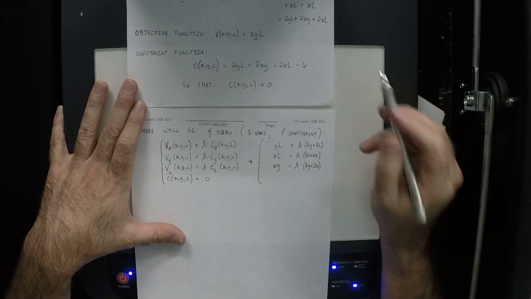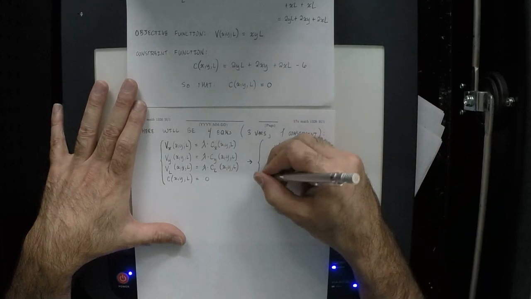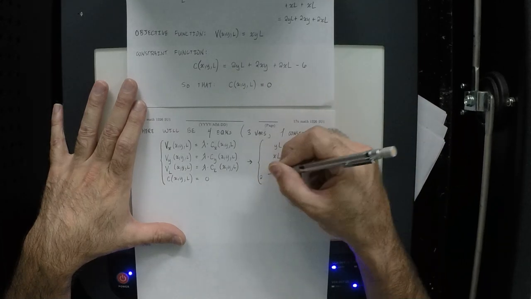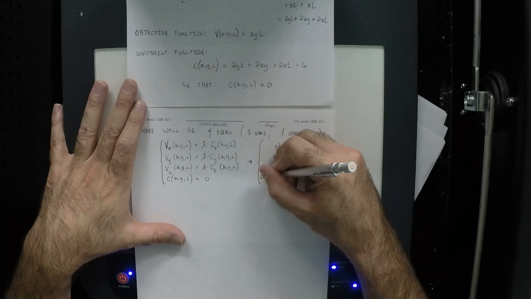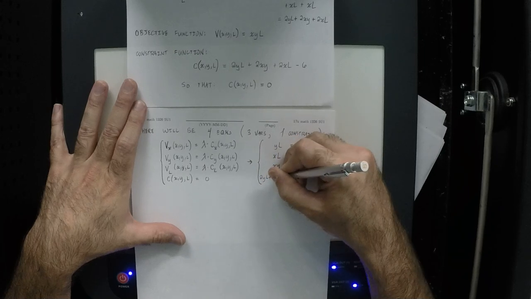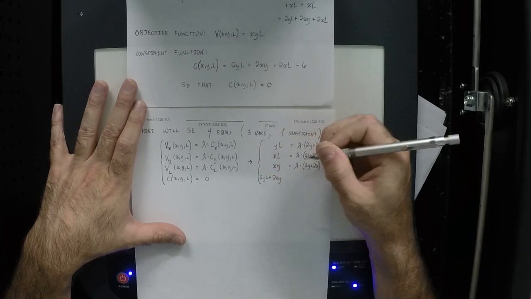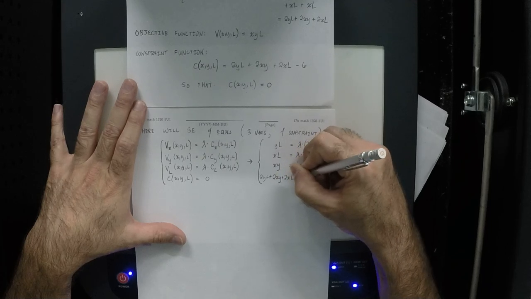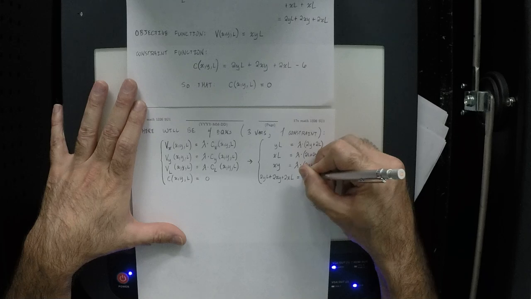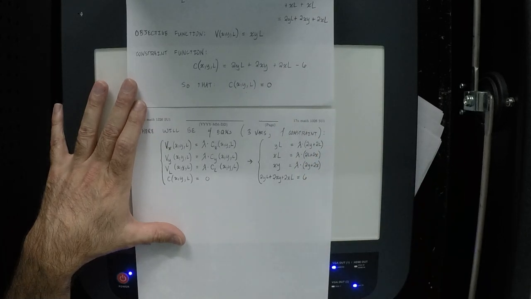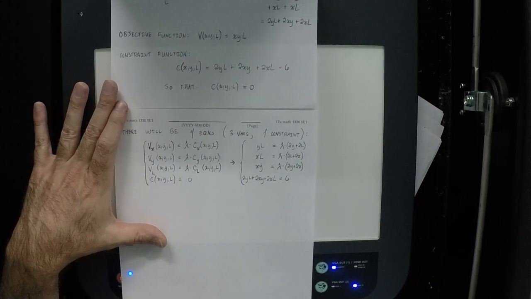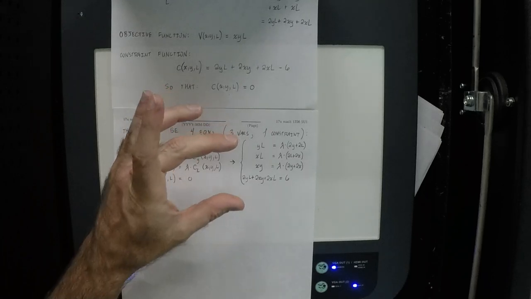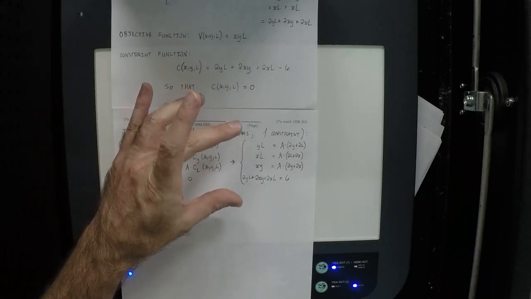And then finally the constraint. So 2yl plus 2xy plus 2xl is equal to 6. So I already moved the 6 to the other side. So any question about just writing down the system?